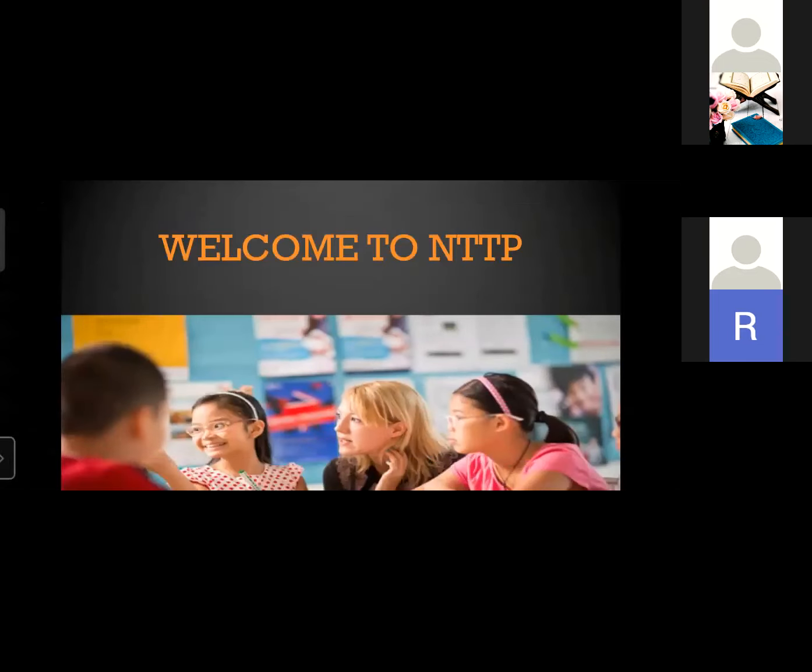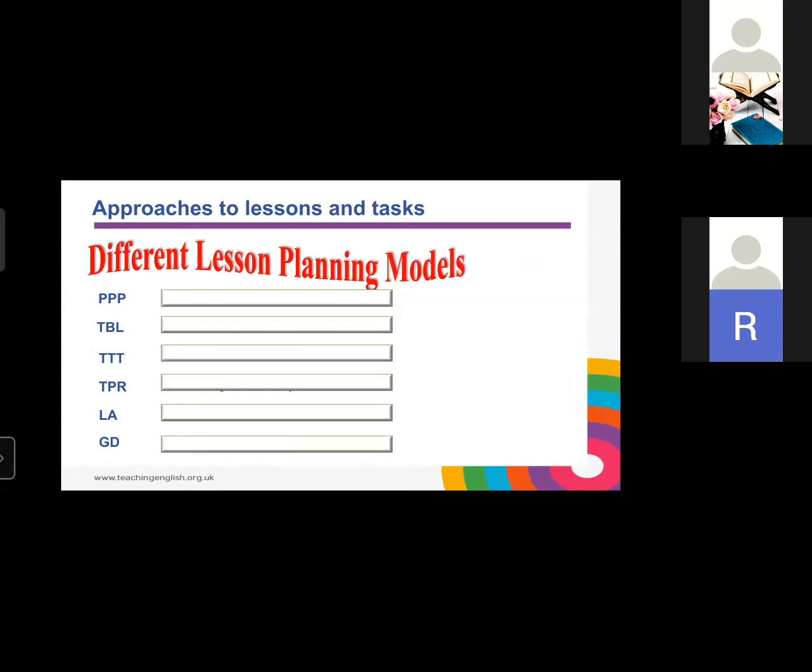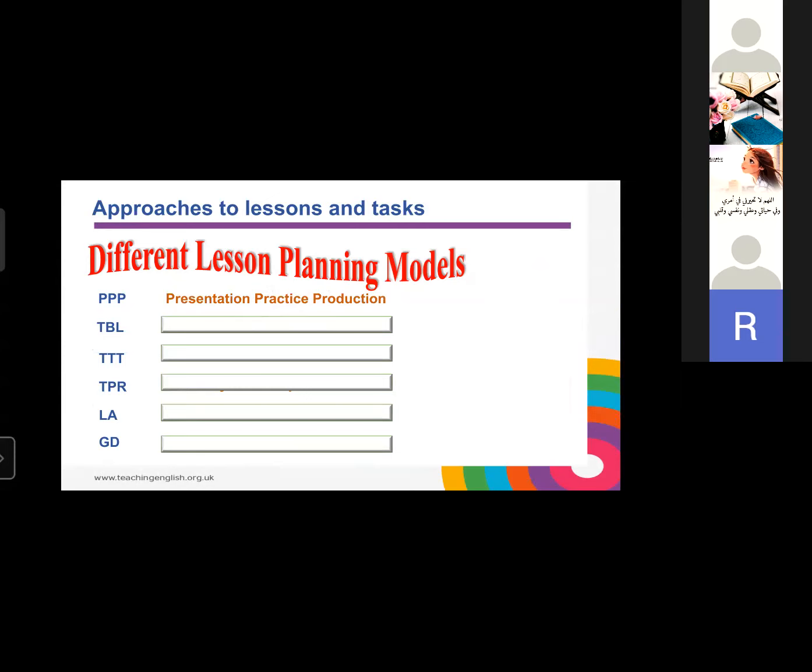So here, tag 2, okay. Let's see together. What are the new models for lesson planning? Here are different lesson planning models. Number 1, PPP. It's the abbreviation of presentation, practice, production. So again, what does PPP stand for? Let's read together. Presentation, practice, production.